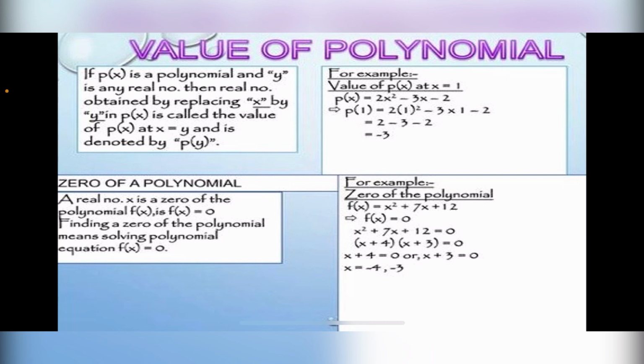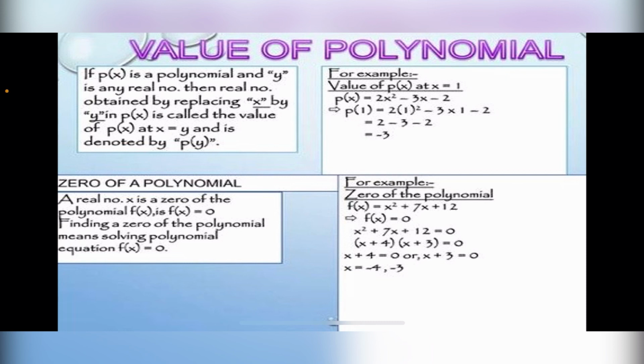So here examples are given for both topics. For the zero of the polynomial, here we have taken x square plus 7x plus 12. Now we know that f(x) is equal to 0. Then x square plus 7x plus 12 is equal to 0. Then we do splitting the middle term. So that will be (x plus 4)(x plus 3). So x will be equal to minus 4 and x will be equal to minus 3.